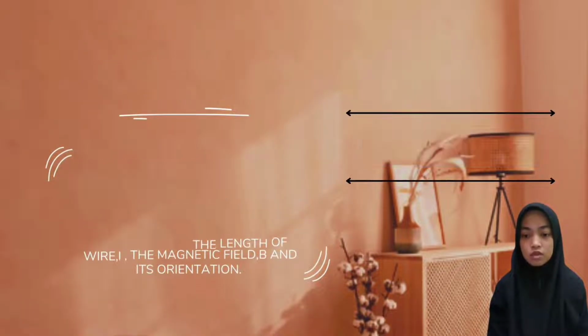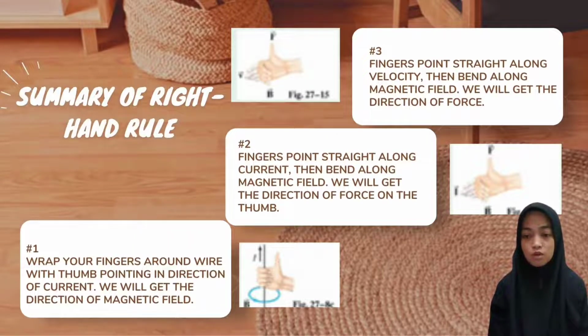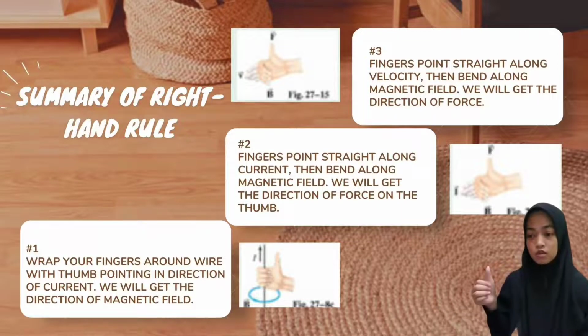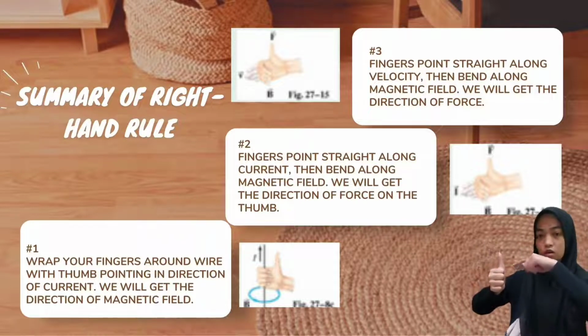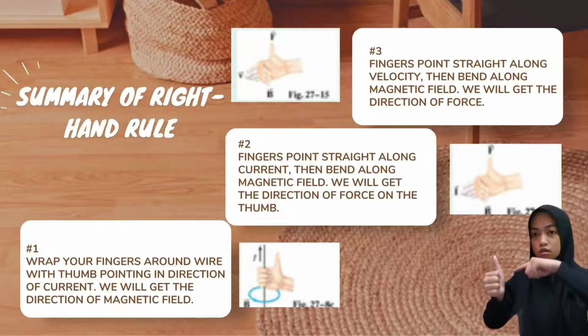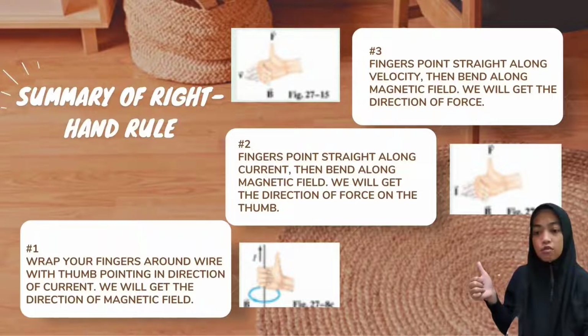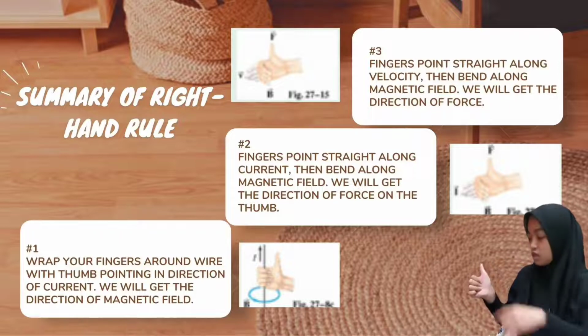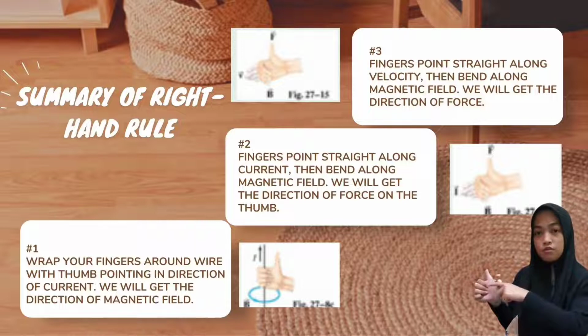So here is the summary of the right hand rules. When we have a long wire, we use option one. Wrap your fingers around the wire with the thumb pointing in the direction of current. If the wire current goes up like this, point it like this, and then we will get the direction of the magnetic field. When we bend here, this is the magnetic field.